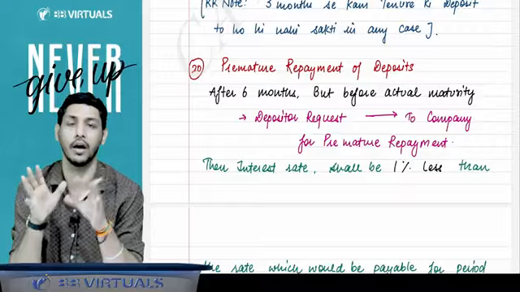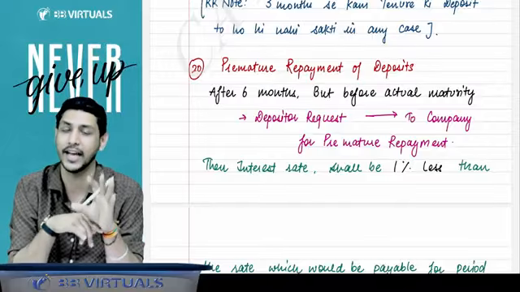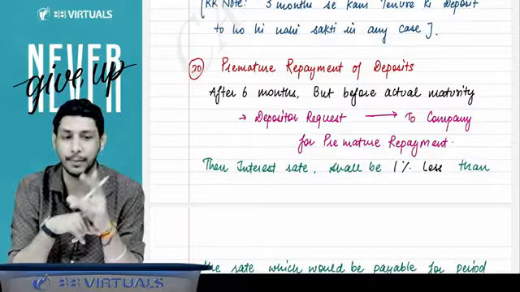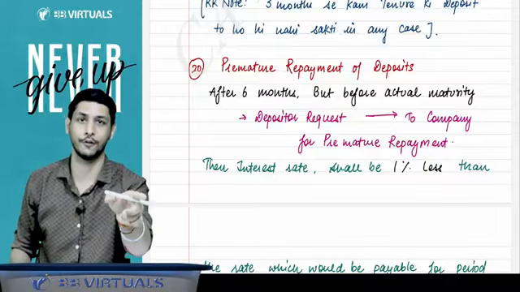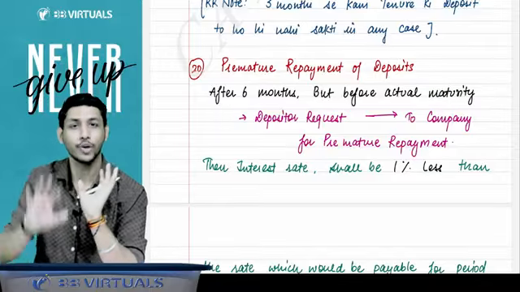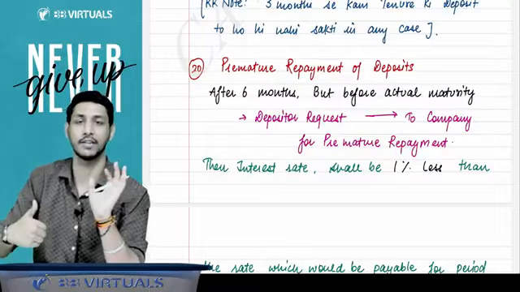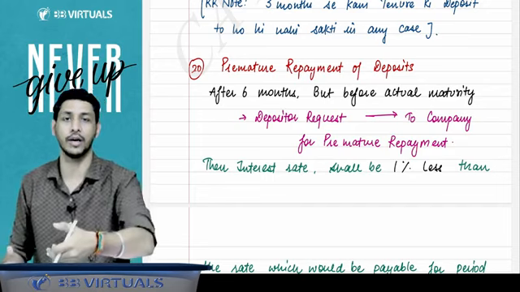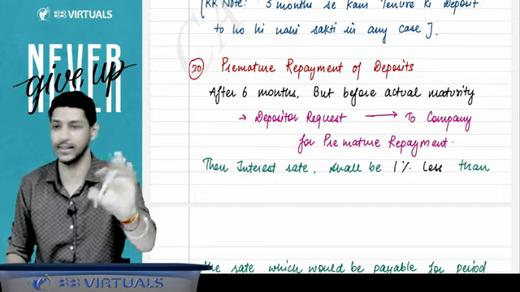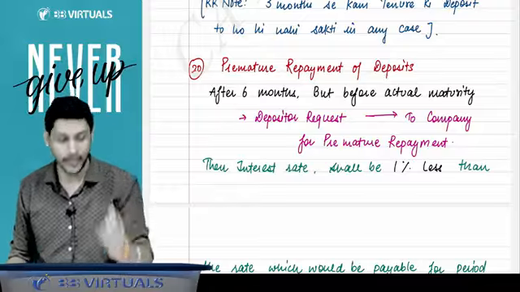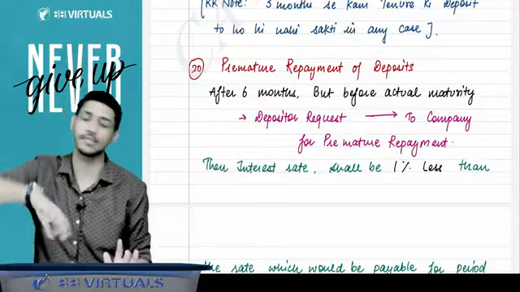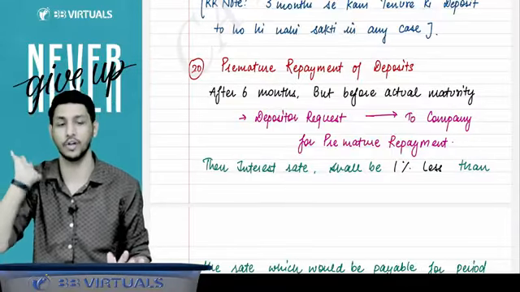So premature repayment can be done, but that person has to come after 6 months of giving the deposit. Today you give the deposit, and the next day you come to the company and say, give my money back. It's not like that. Then it is not allowed. Premature repayment can be done, but only after 6 months. Before 6 months, premature repayment is not allowed at all.